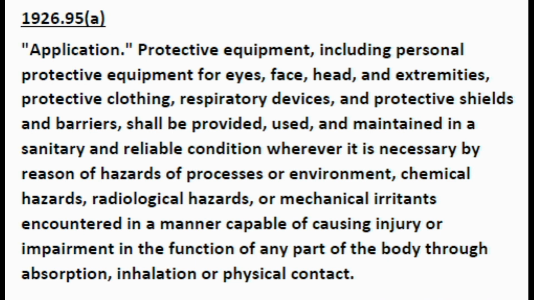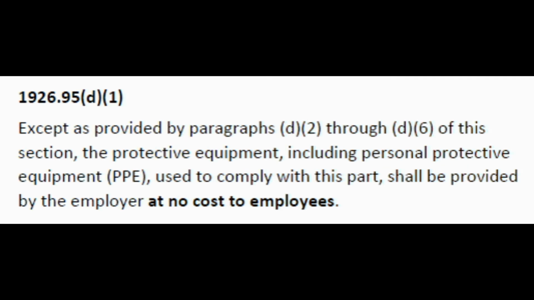1926.95(a), application. Protective equipment including PPE for eyes, face, head, and extremities, protective clothing, respiratory devices, and protective shields and barriers shall be provided, used, and maintained in a sanitary and reliable condition wherever it is necessary by reason of hazards of processes or environment, chemical hazards, radiological hazards, or mechanical irritants encountered in a manner capable of causing injury or impairment in the function of any part of the body through absorption, inhalation, or physical contact. 1926.95(d)(1), except as provided by paragraphs (d)(2) and (d)(6) of this section, the protective equipment, including personal protective equipment used to comply with this part, shall be provided by the employer at no cost to the employees.